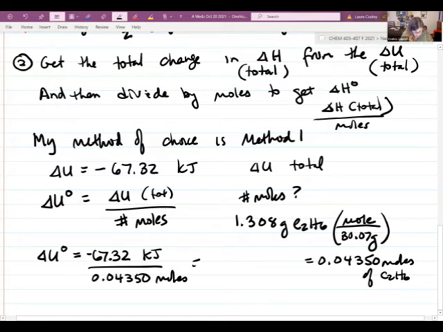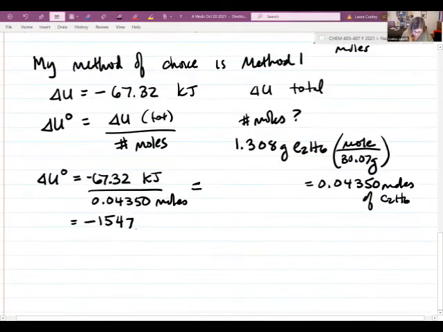And that comes out to negative 0.6. I was keeping an extra digit. Come on, let me erase. I think this computer is getting heated up. And I erased the wrong thing. Kilojoules per mole.